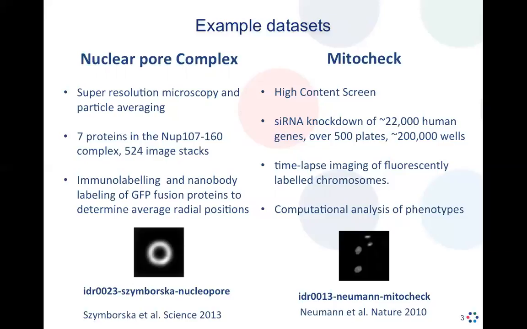The second dataset was much larger. It's the Mitocheck dataset, which is a high content screen looking at the knockdown of around all the human genes, 22,000 human genes over 500 plates, and there was around 200,000 wells. In this, they were looking at time-lapse of dividing chromosomes and did both manual and computational analysis of phenotypes.